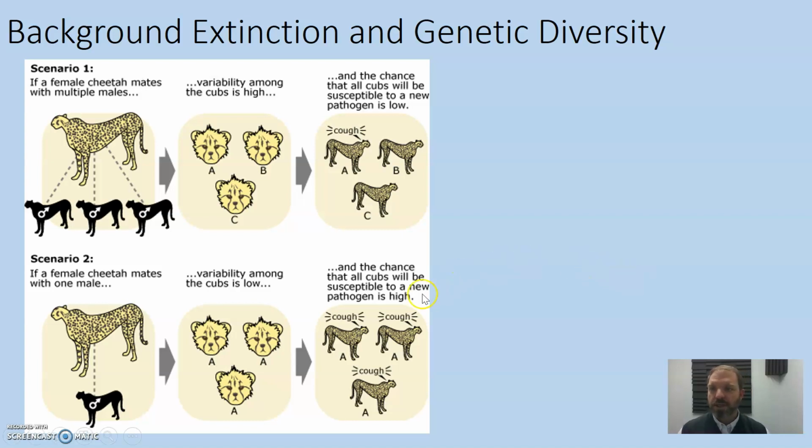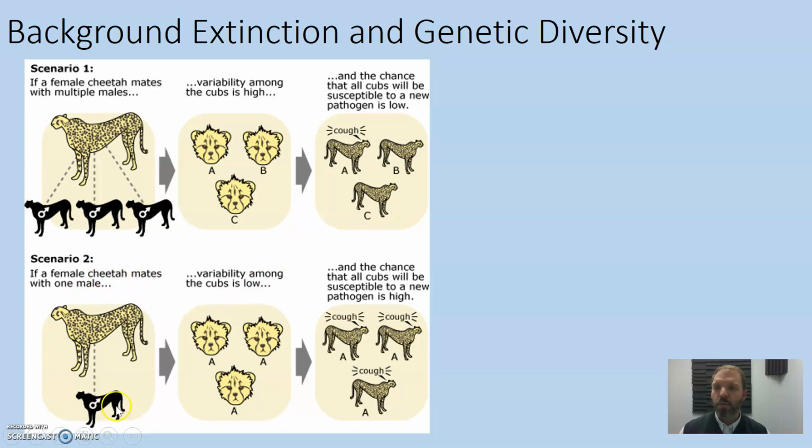We see from the example here that when you have good genetic diversity, this female cheetah could mate with multiple males, and her cubs each have different characteristics, different sets of alleles, because there's a large gene pool. And if there is some sort of pathogen, a cold, that affects allele A, B and C are immune and they're fine because we have variety there.